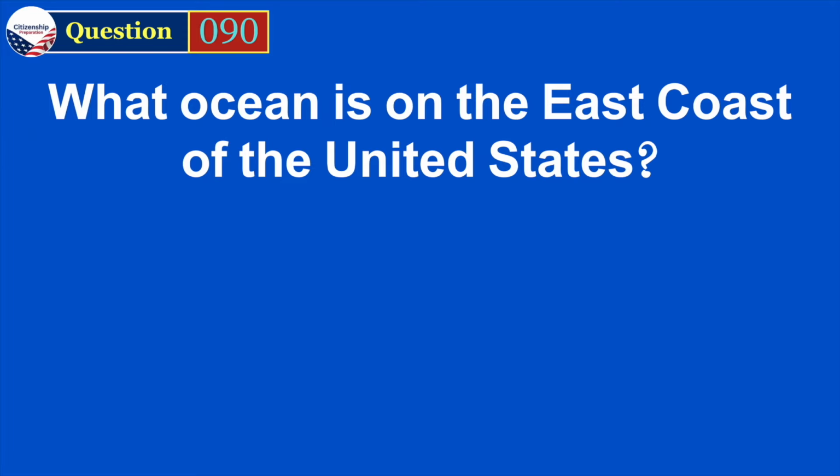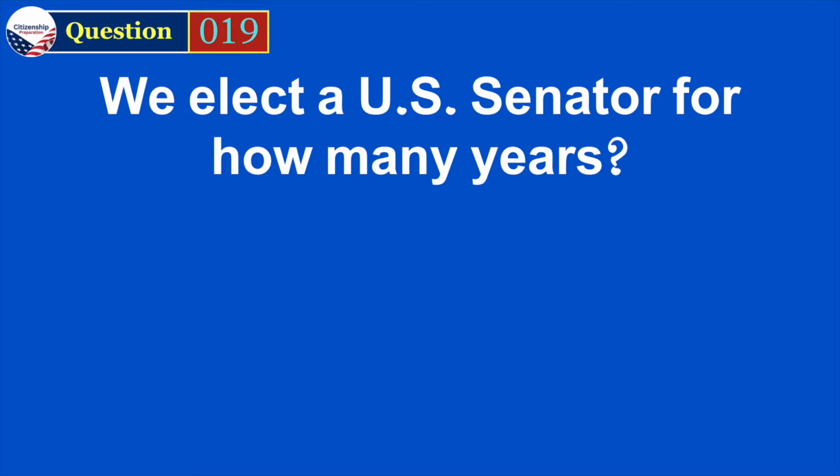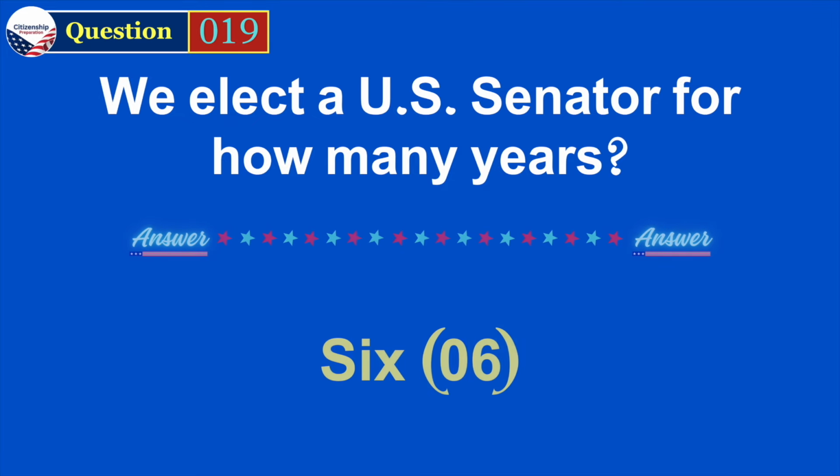What ocean is on the east coast of the United States? Atlantic Ocean. We elect a U.S. Senator for how many years? 6.